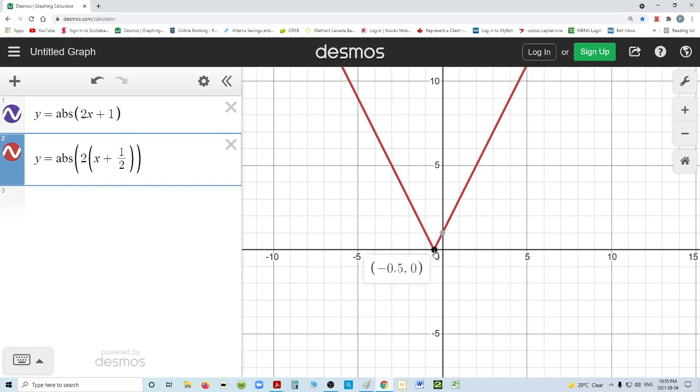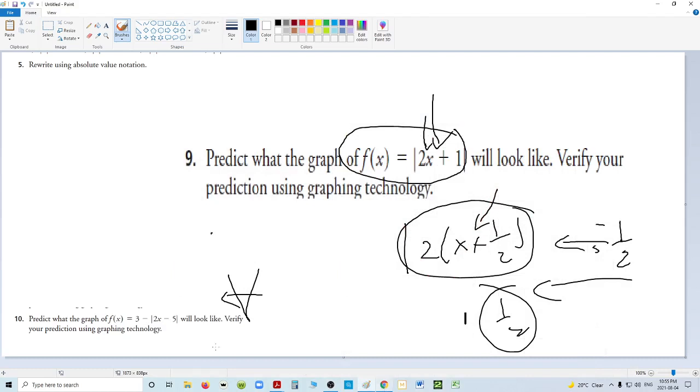And you can tell that by the vertex. That vertex went from 0, 0 to -0.5, 0. At least I predicted that one correctly. Okay, how about this one?